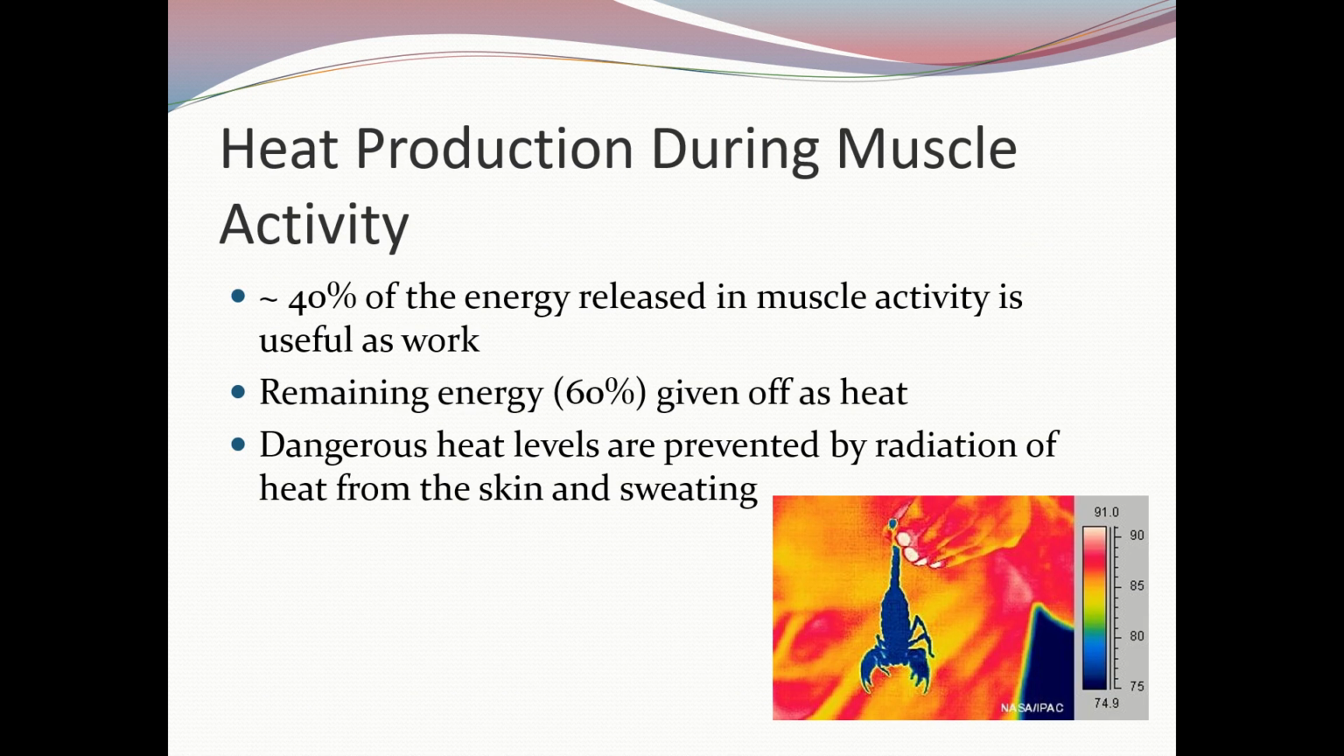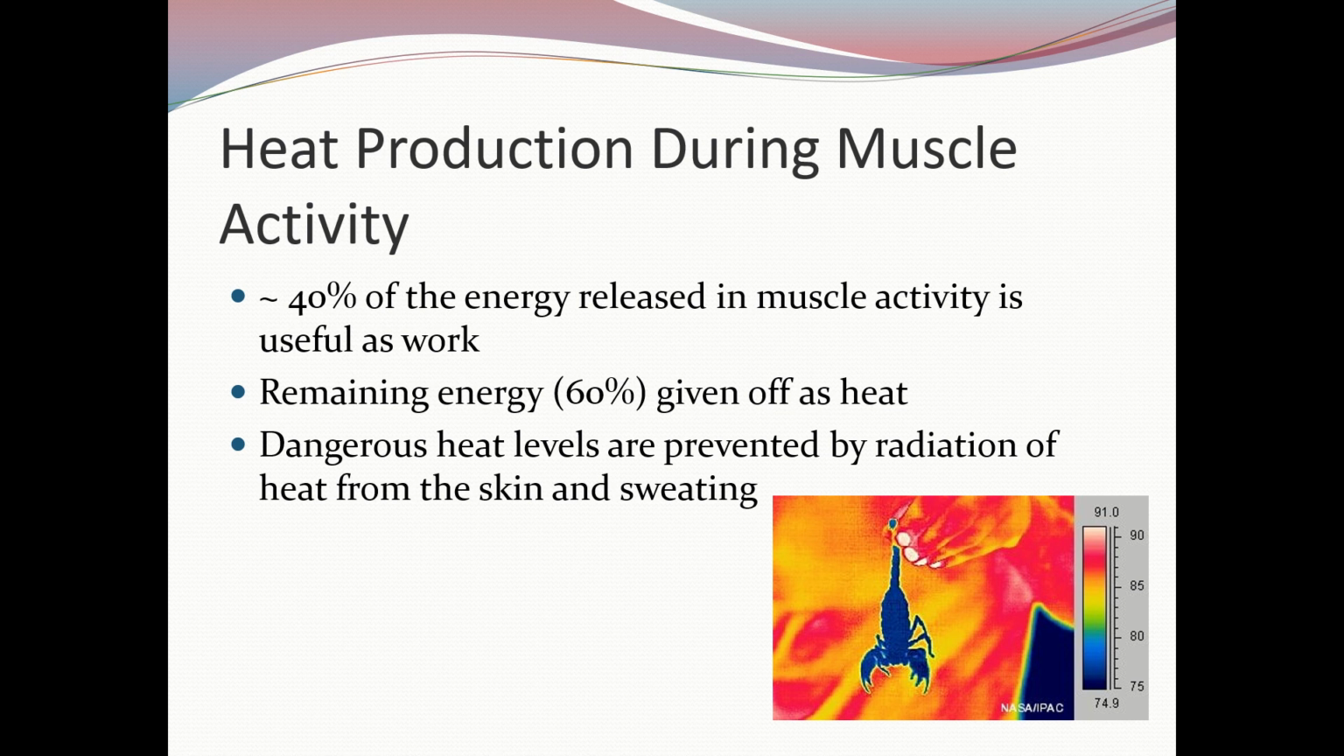Only about 40% of the energy released in the muscle activity is useful as work. And so again, we're wasting about 60% of that energy; it's given off as heat. But that's important though, because that helps to maintain body temperature and warm us up when we're cold. And if we're exercising and it's hot outside, then of course we'll sweat. And that helps to prevent dangerous heat levels.